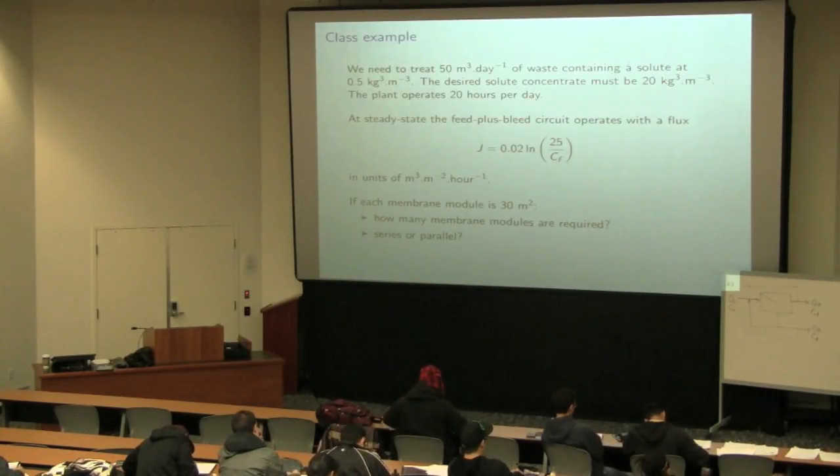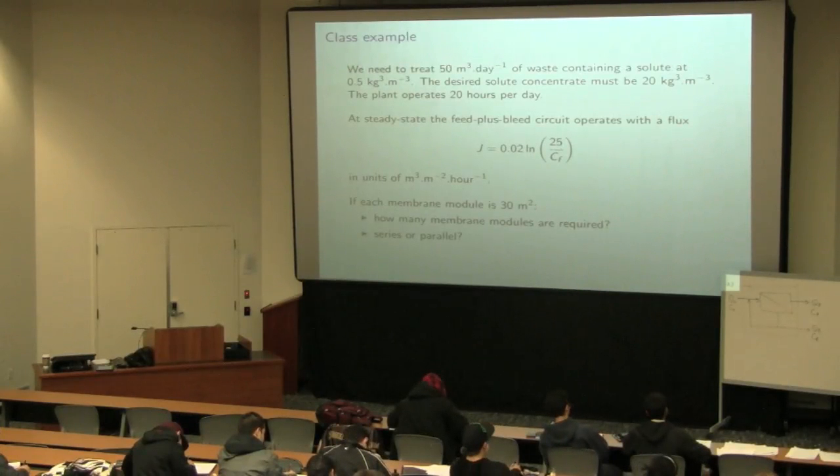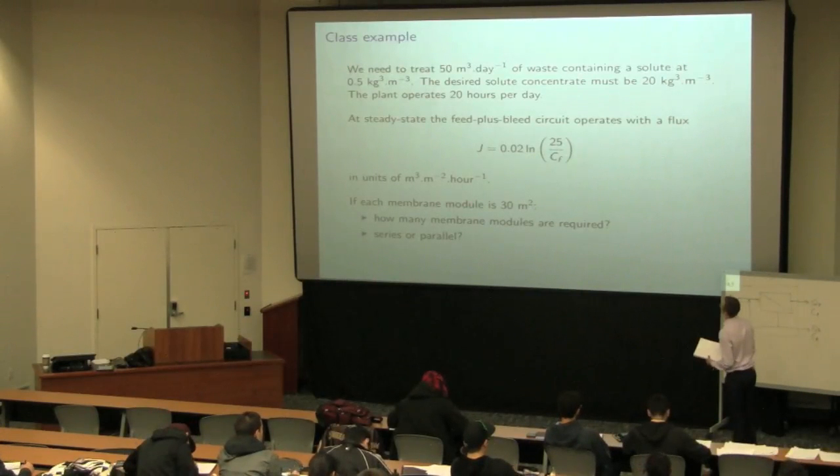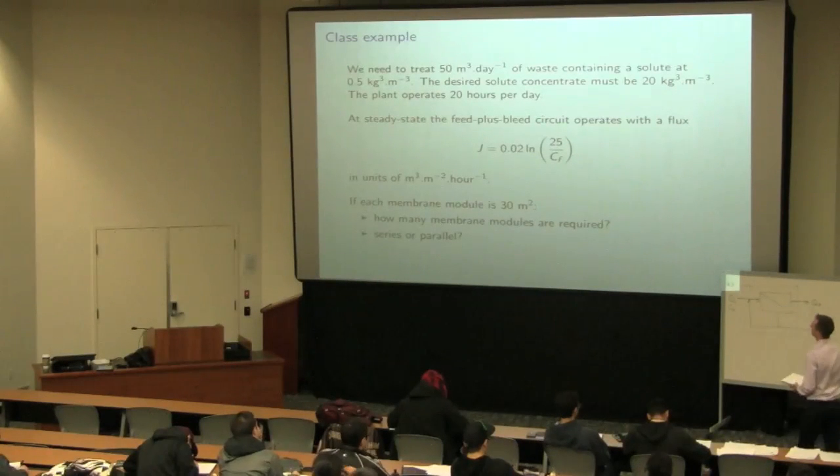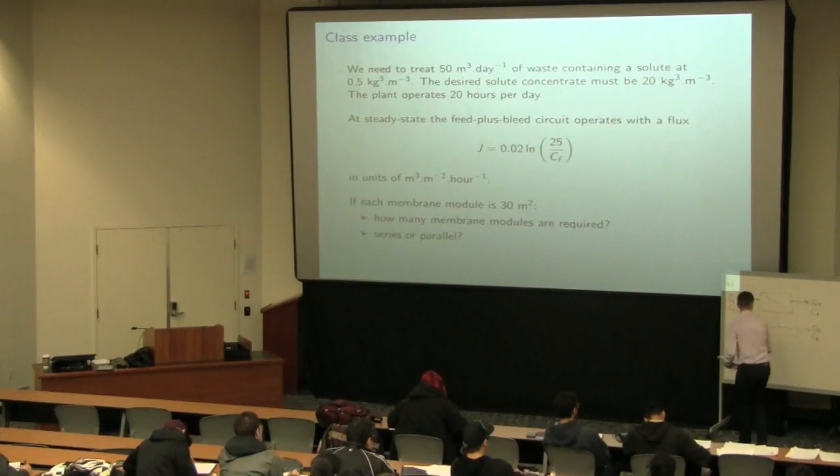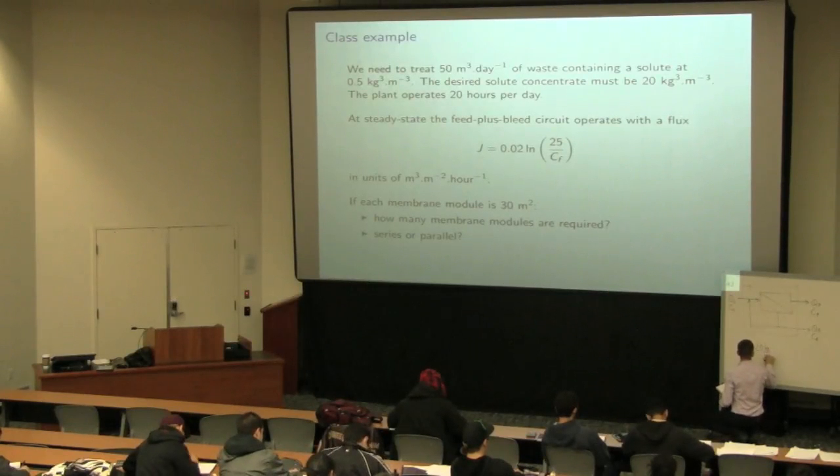But as we said, it's a safe assumption to assume CP is equal to zero. So we essentially have no solids leaving in our permeate. It's a clean stream of solids only. So this reduces down to Q0 times C0 is QR times CR. Well, we know what CR is. CR is our desired concentration that we're looking for. The desired solute concentration must be 20 kilograms per meter cubed. So that's CR. It's 20 kilograms per meter cubed.